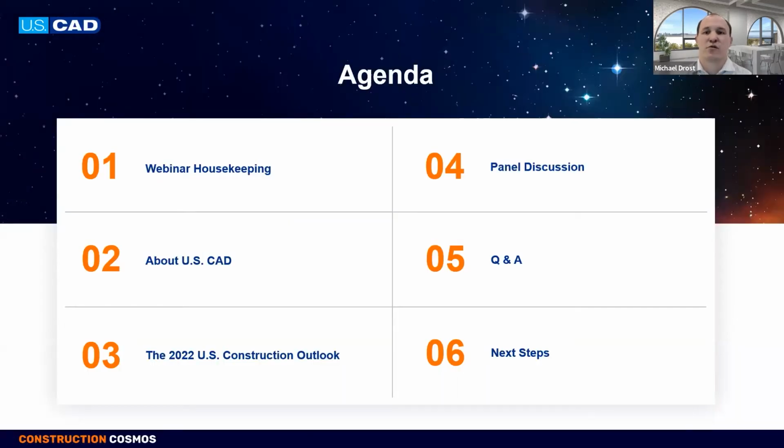Before we begin, I want to go through our agenda. We'll start with some initial housekeeping items for today's webinar, and then we will go into a summary of US CAD, who we are and what we do. And then we'll dive into the presentation, the 2022 US Construction Outlook, featuring Ken Simonson. After that, we will begin our expert live panel discussion. And then we'll move on to Q&A, and then we'll conclude with some next steps for attendees to take if they are interested in learning more.